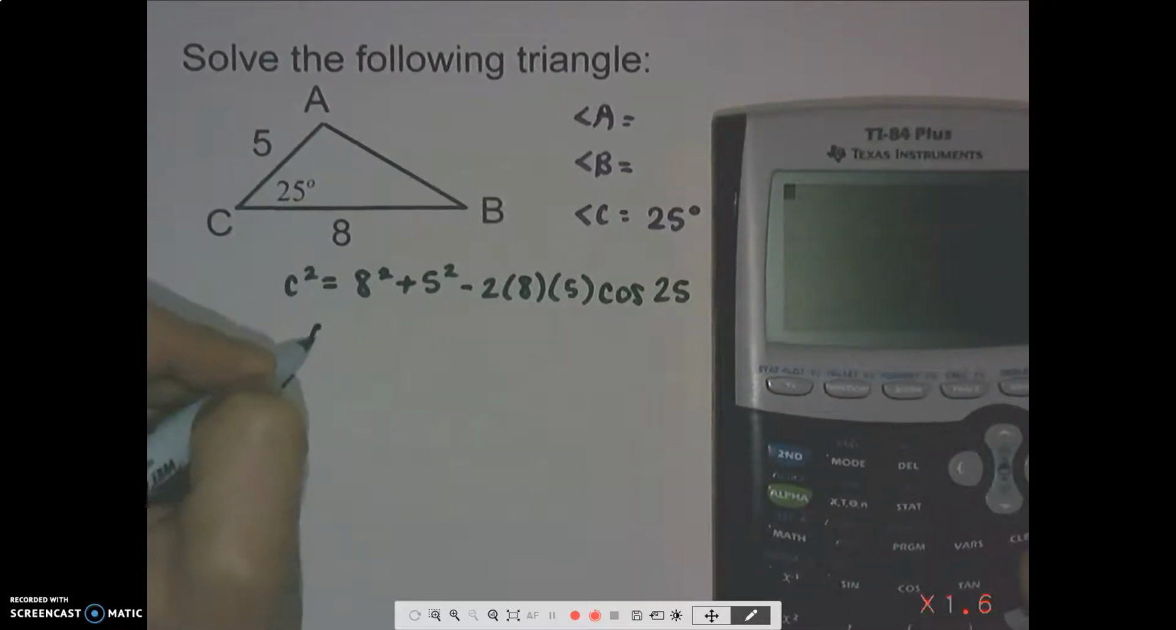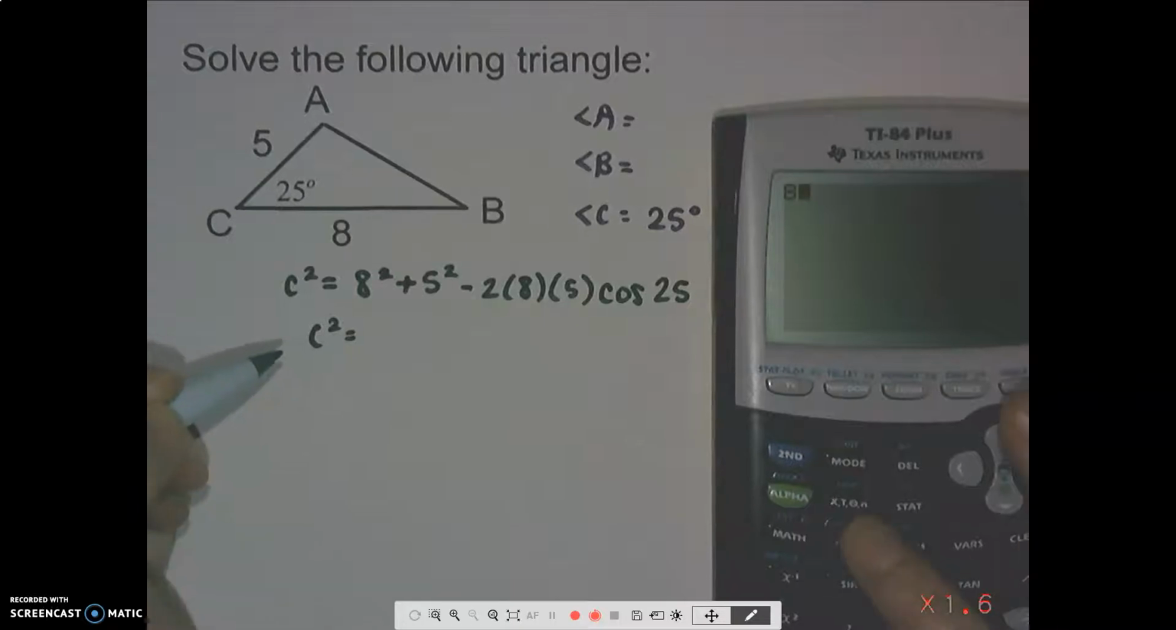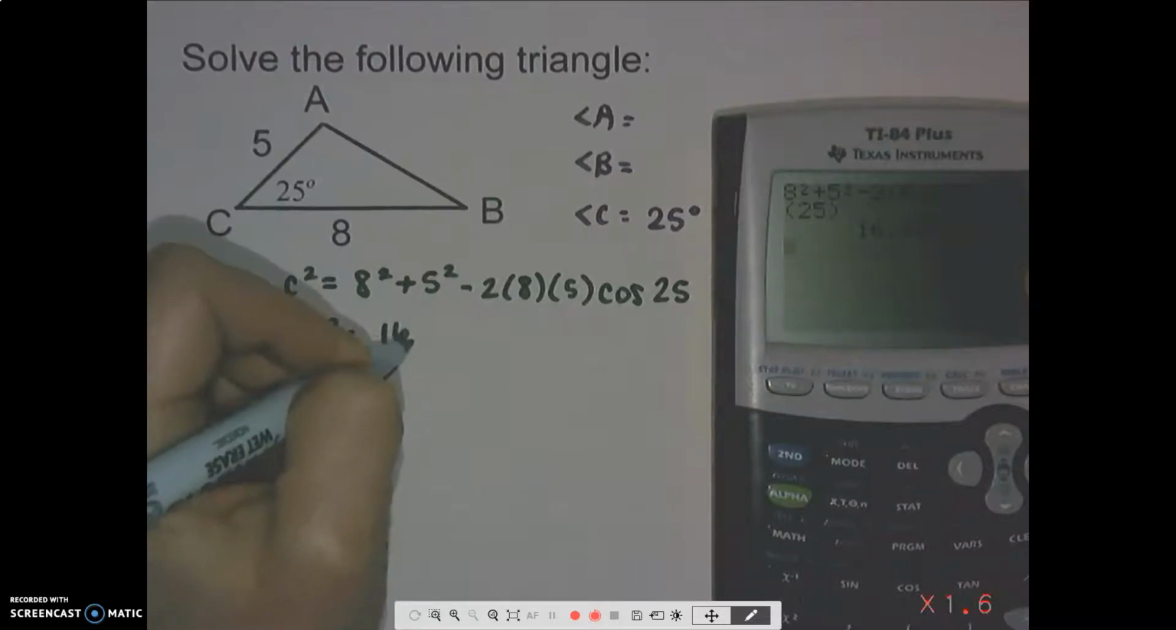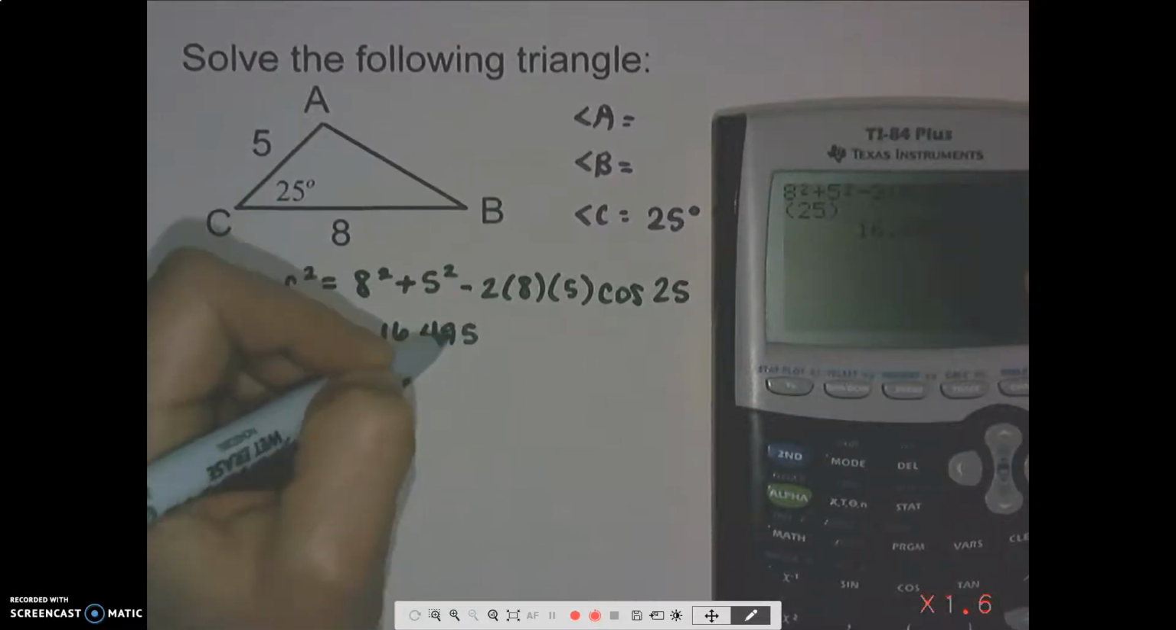So let me clear out all that stuff. We have c squared equals 8 squared plus 5 squared minus 2 times 8 times 5 times the cosine of 25. And we get this. So that's what c squared equals. And I'm just going to round for right now.